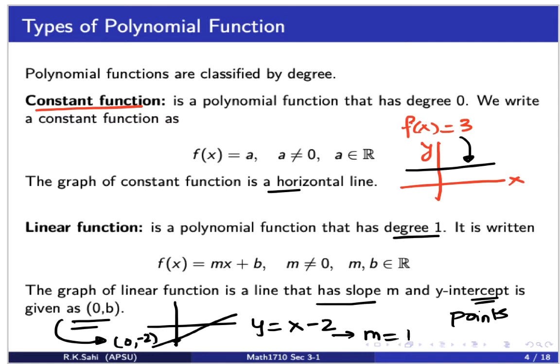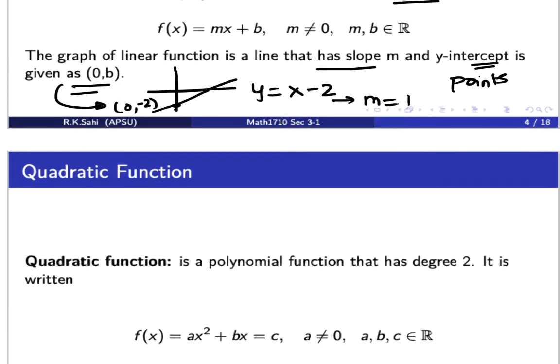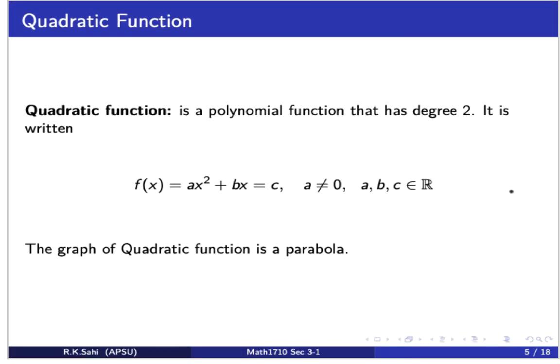As we said, in this session we are going to be talking about quadratic functions. So what is a quadratic function? A quadratic function is a polynomial function that has degree 2. It is written in the form f(x) equals ax squared plus bx plus c, guys, here. a is non-zero and the coefficients a, b, and c are real numbers. The graph of a quadratic function is a parabola.